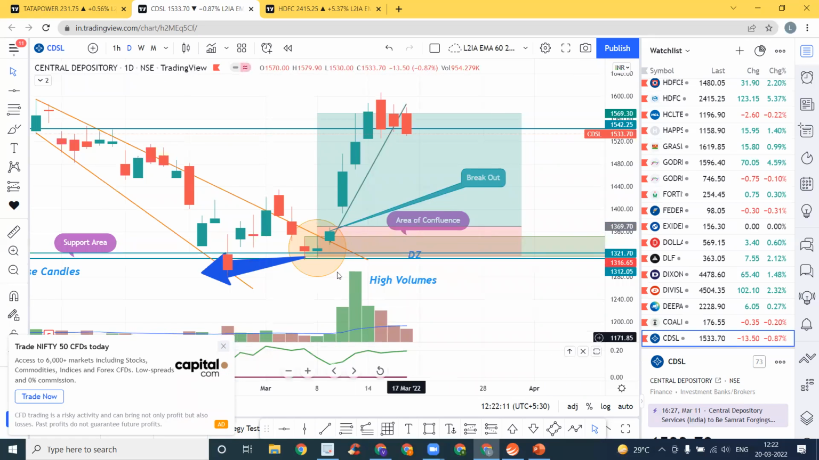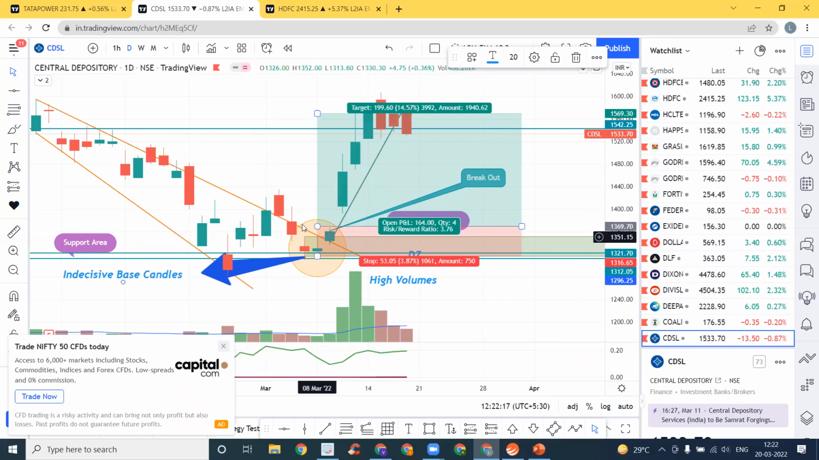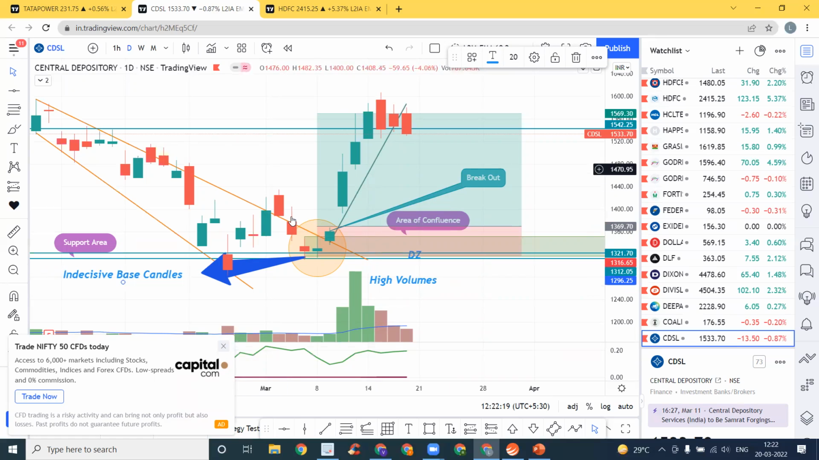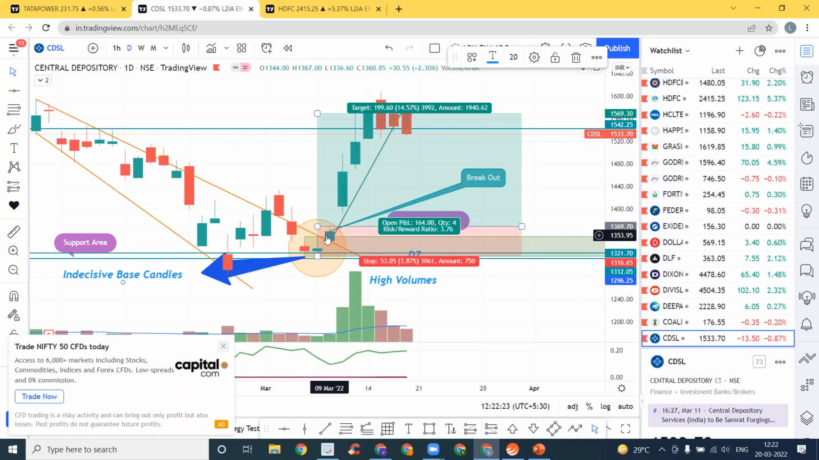You can see here, this is the area of confluence where my indecisive base candles are here, my demand zone is here, my trend is telling me it is breaking this. If it goes above this, I will take the breakout trade. Now some people are very afraid of taking a trade. So this is on the day chart. Next day it opens gap up. You can see this is the gap up.